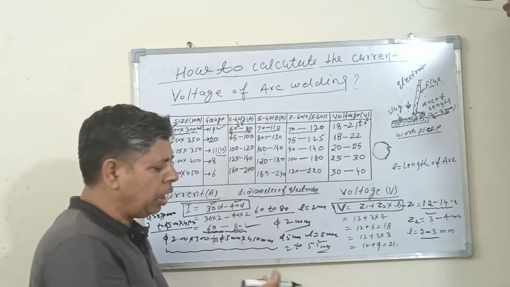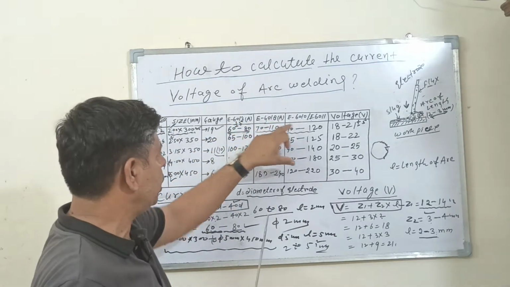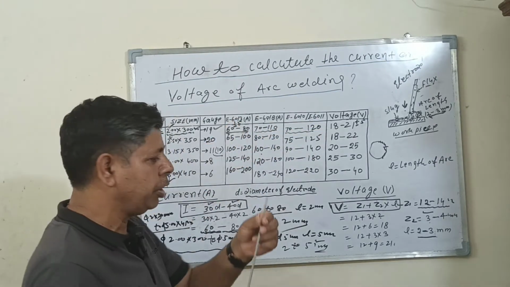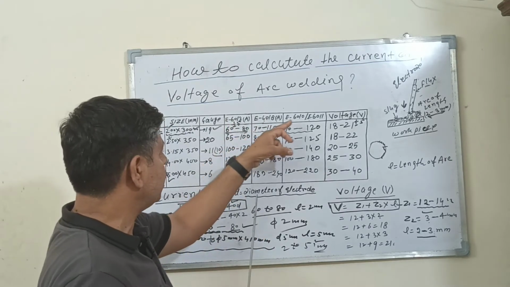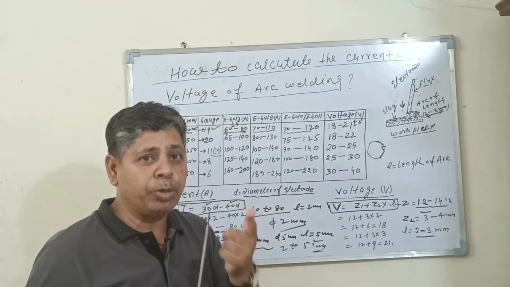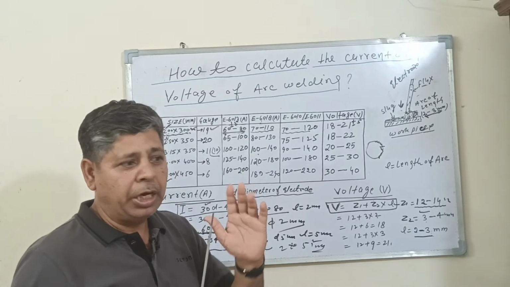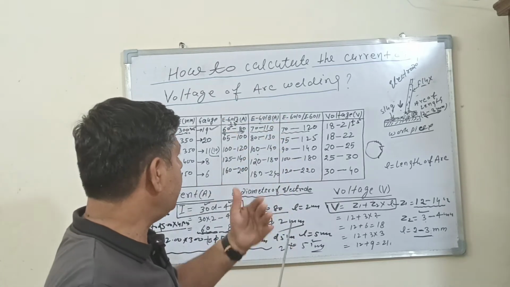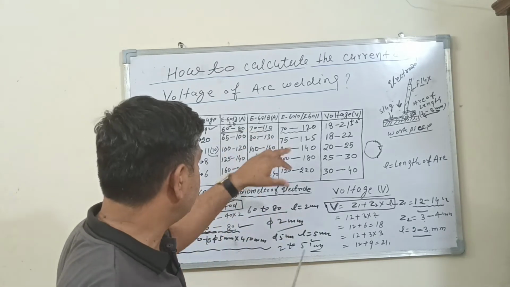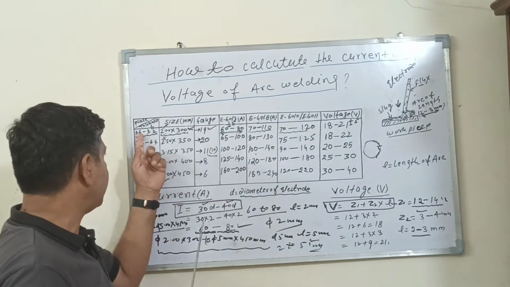Electrodes are also available under these names: E6013, E6018, E6010, E6011. The E means electrode. The 60 means the tensile strength of the base metal. One is for all positions. All position means flat position, horizontal position, vertical position, and overhead position. You can say 1G, 2G, 3G and 4G. So how to calculate the current for different sizes of plate?